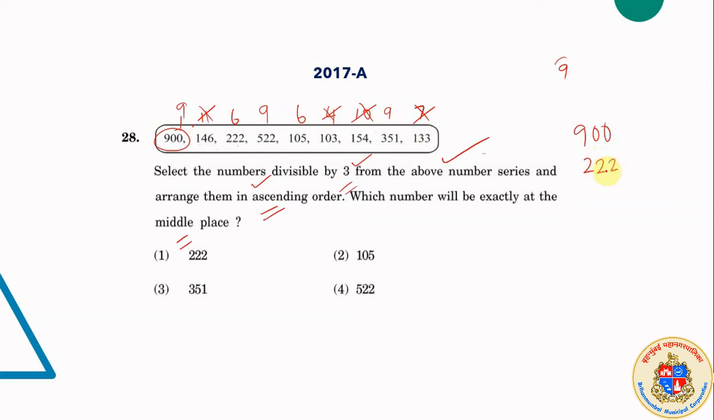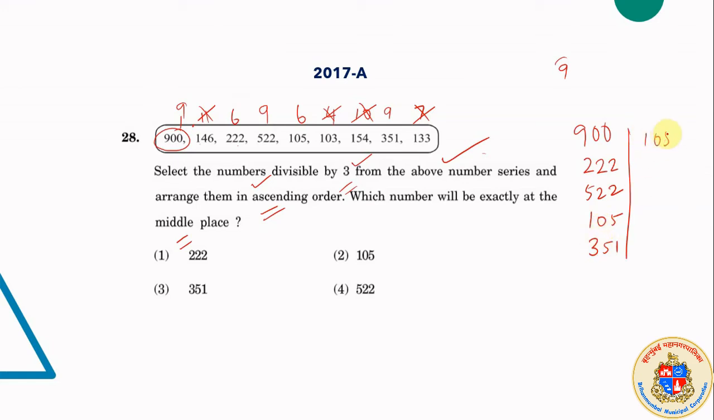75 questions and 90 minutes. That is your exam. So in that case it will be quick. 522. Then 105, then you are having 351. These are the numbers. So there are 5 numbers. Of course there will be a middle number. Now we have to arrange this in ascending order.